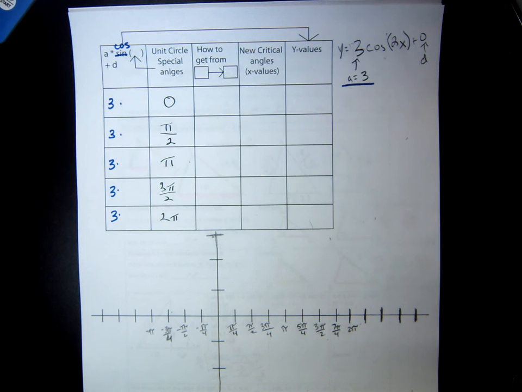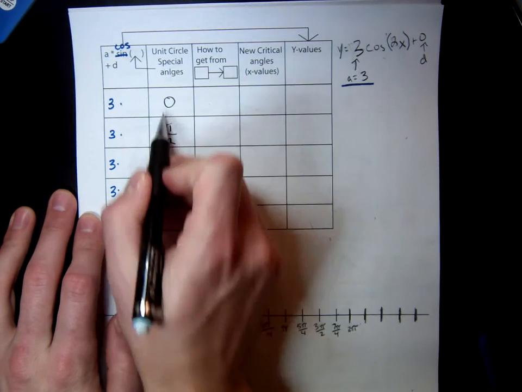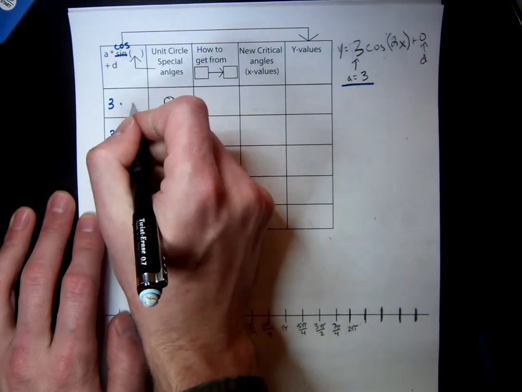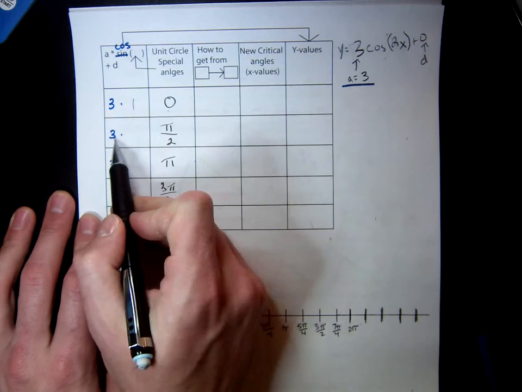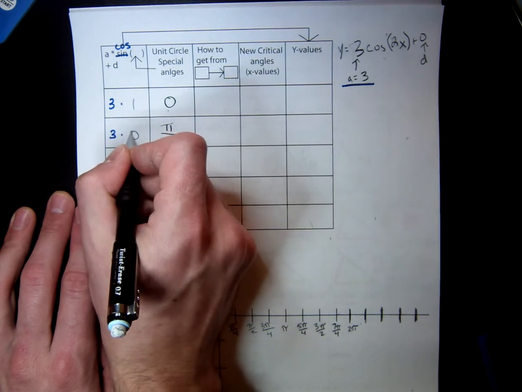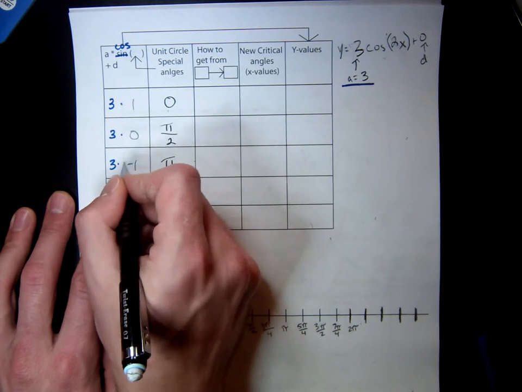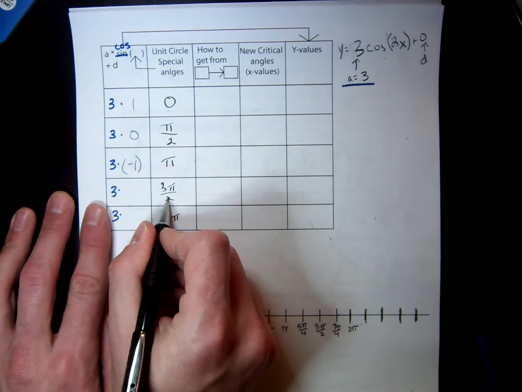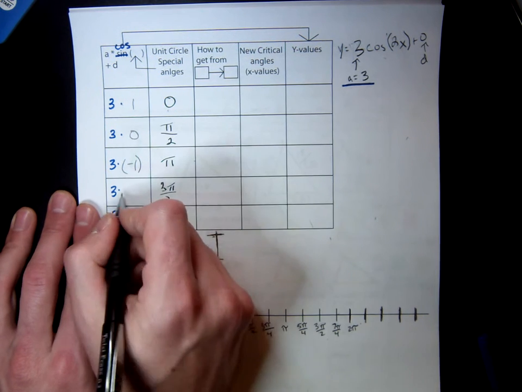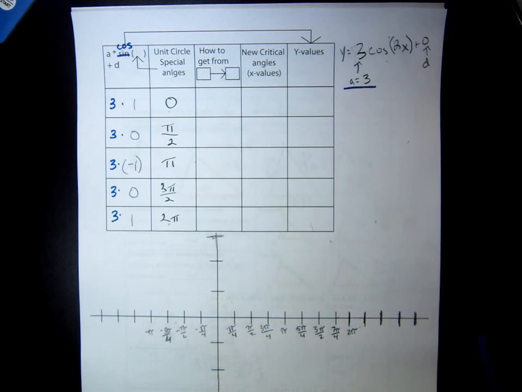Okay, now I need to fill in what it's times. It's going to be 3 times cosine of 0. Hopefully you know cosine of 0 is just 1. 3 times the cosine of pi over 2, which is just going to be 3 times 0. Now we have cosine of pi is negative 1. Cosine of 3 pi over 2 is just 0. And cosine of 2 pi is 1 again. Okay, and that's going to be one full cycle through.